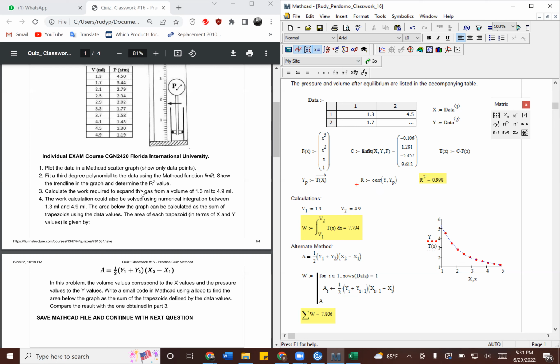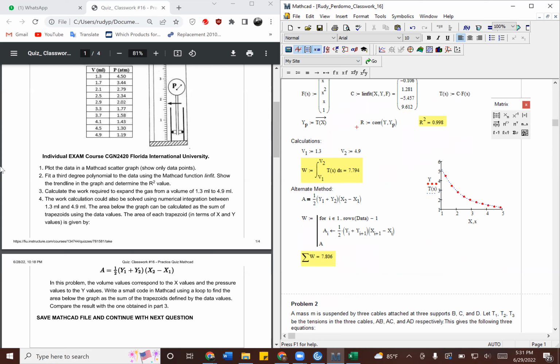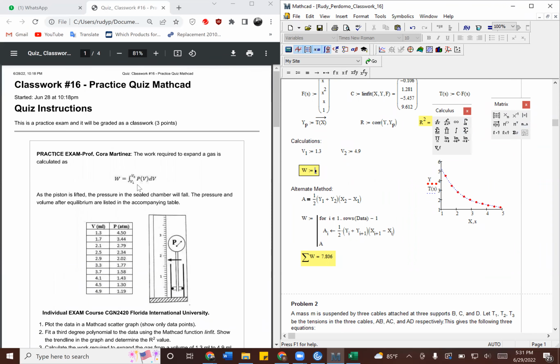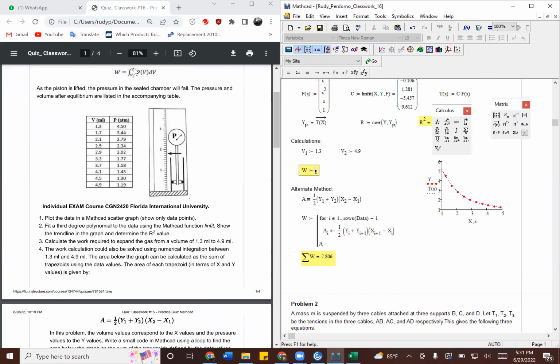Part 3 says calculate the work required to expand the gas from a volume of 1.3 to 4.9. You can go about this two ways. One way is to define V1 and V2 as 1.3 and 4.9, and then let's rewrite this. So W, work, equal to, you go to the calculus toolbar. What is it asking for again? Calculate the work, using this formula here. They give you the formula. So work is equal to the definite integral of the data table.